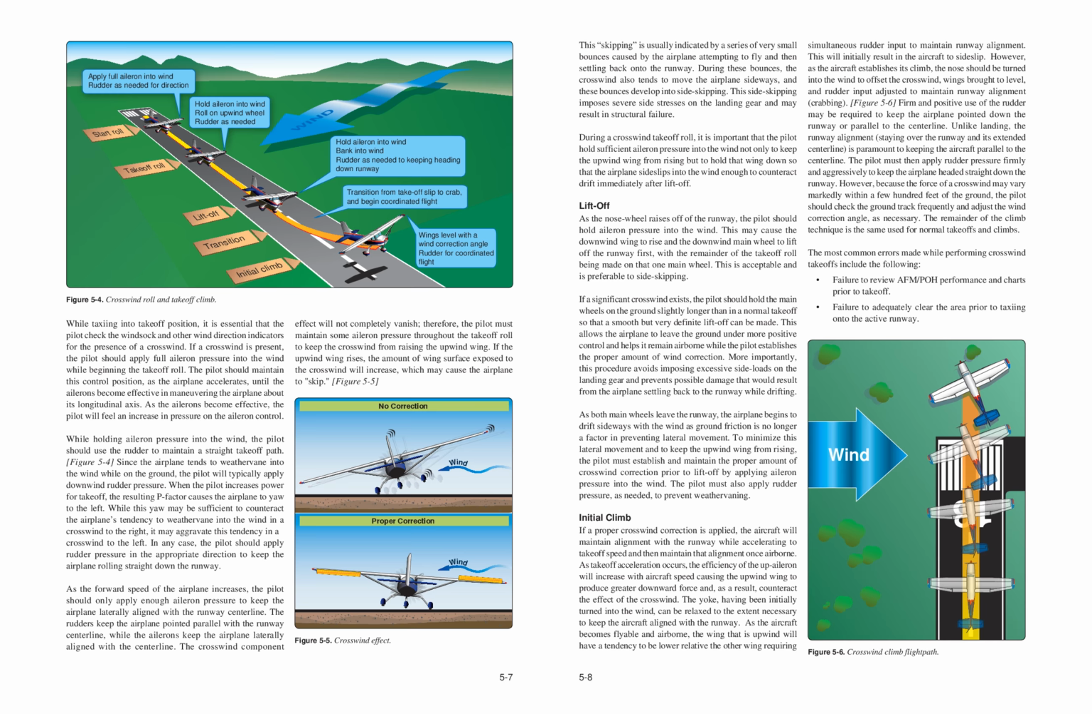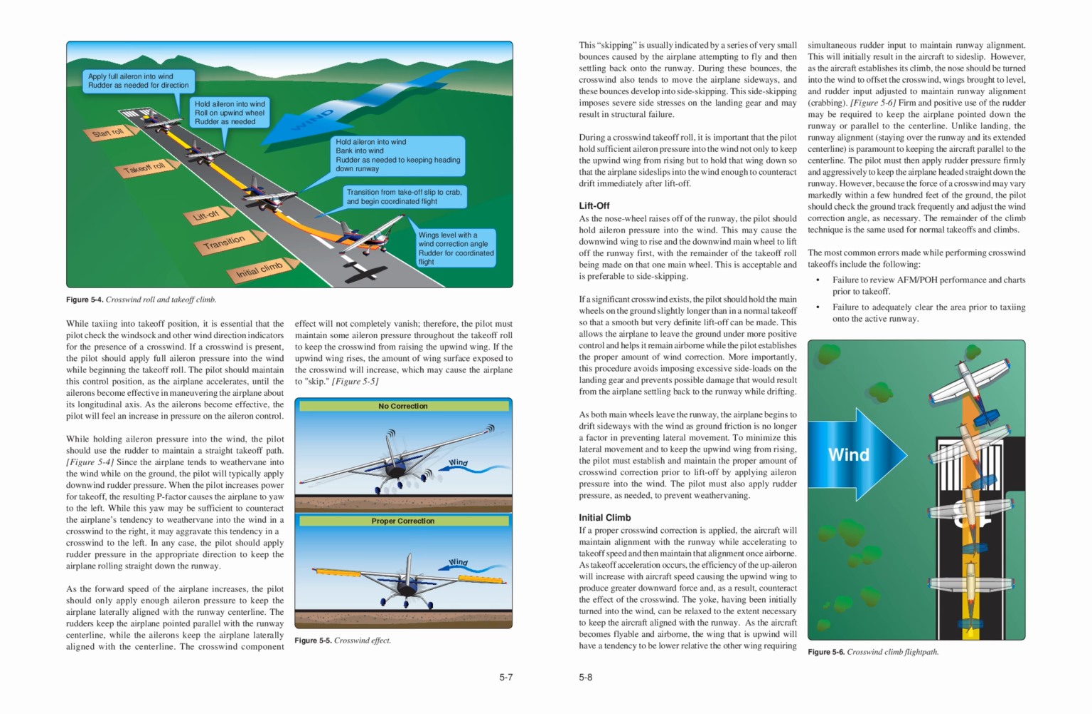The rudders keep the airplane pointed parallel with the runway centerline, while the ailerons keep the airplane laterally aligned with the centerline. The crosswind component. Hold aileron into wind, bank into wind, rudder as needed to keep heading down the runway. Transition from takeoff slip to crab, and begin coordinated flight. Wings level with a wind correction angle, rudder for coordinated flight.